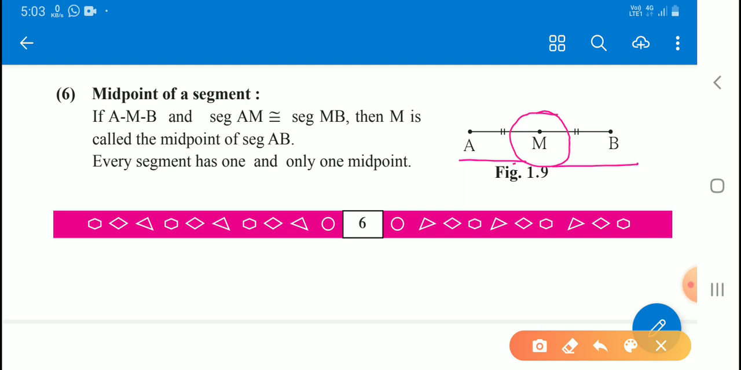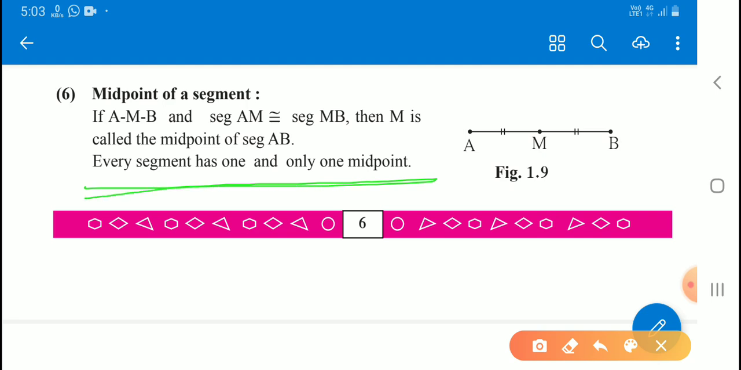Keep in mind every segment has one and only one midpoint. Because if we say the midpoint makes two equal parts of the given segment, then every segment has one and only one midpoint. The distances of AM and MB are equal.